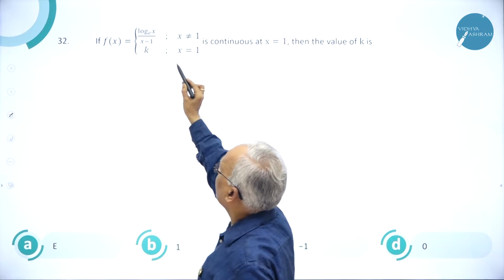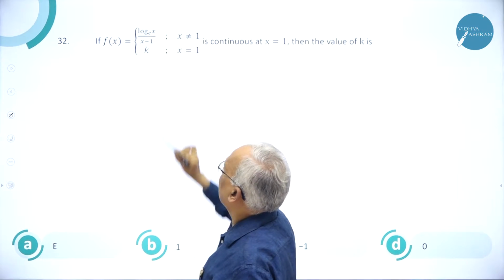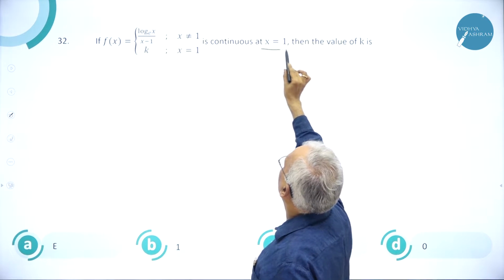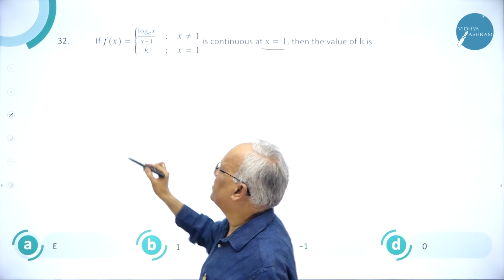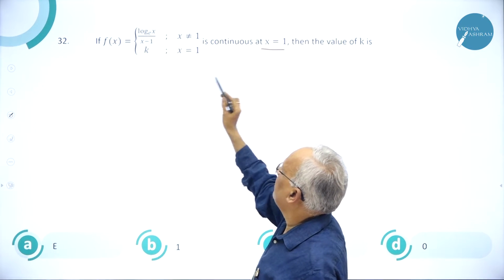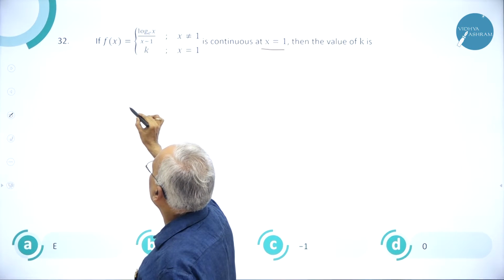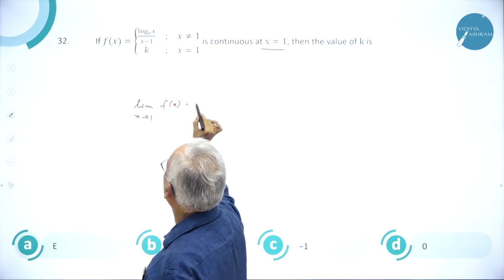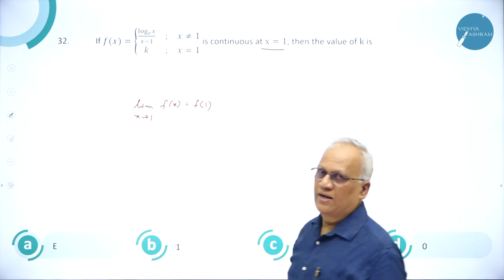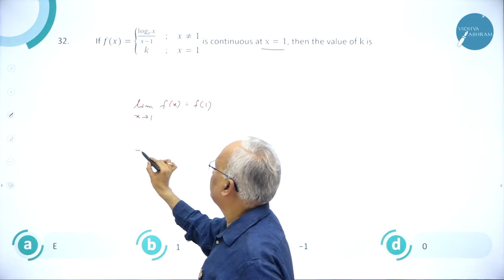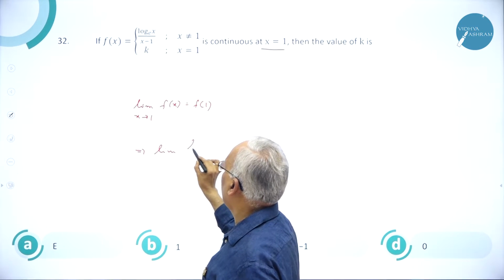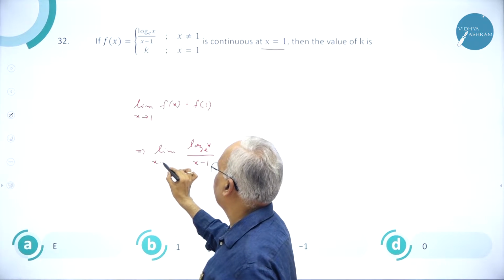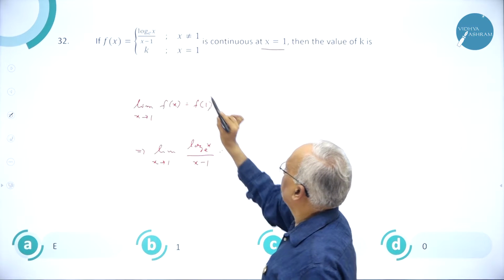f of x is log x to the base e by x minus 1 for x other than 1, and at 1 it is defined by k. Is it continuous at x equal to 1, given? So what is the definition of continuity? A function is continuous at a point if limit equals value. So given that the function is continuous at x equal to 1, limit of f of x as x tends to 1 is equal to f of 1. So this implies limit of log of x to the base e divided by x minus 1 as x tends to 1 is equal to f of 1, which is given to be k.